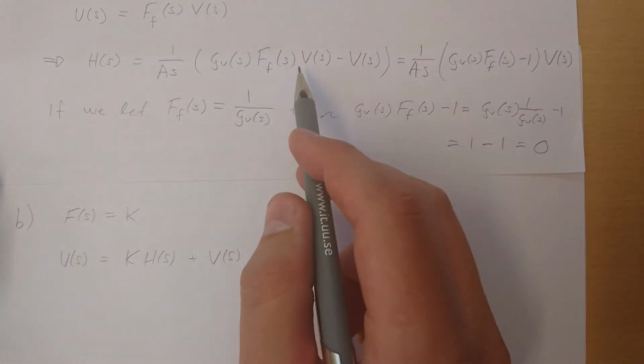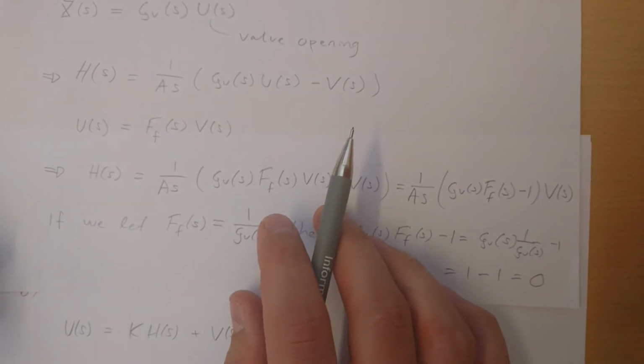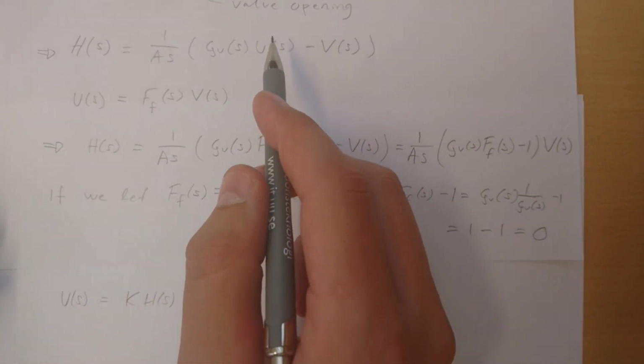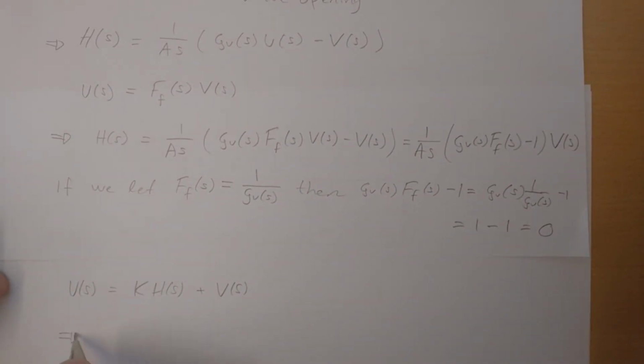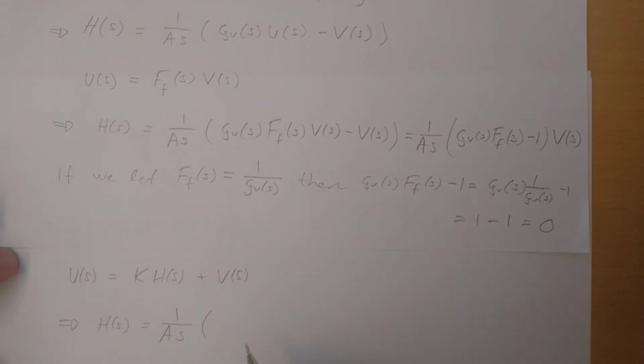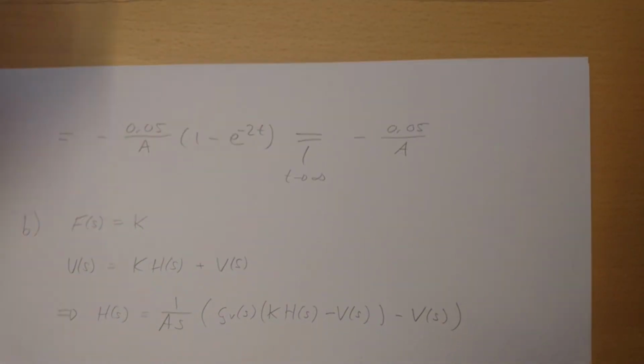That expression, when we still had U of s, we just replace U of s here with this. So that will give us H of s is equal to 1 on A times s times G_v of s times K times (H of s minus V of s), and then minus V of s, and then parenthesis. And now we want to solve this relation for H of s. So let's do that.